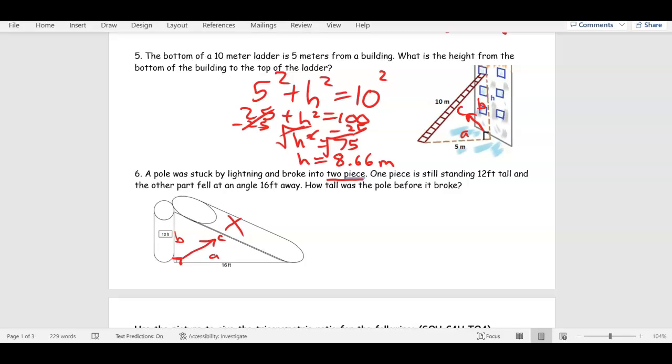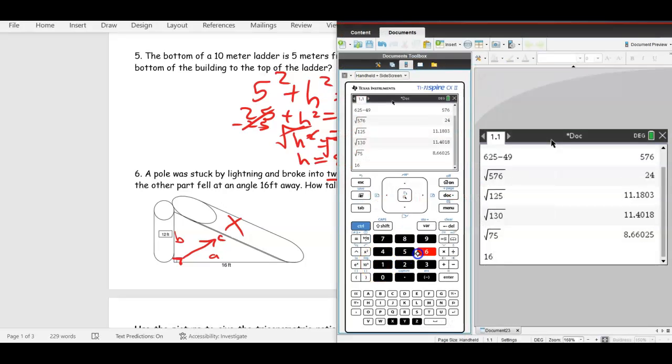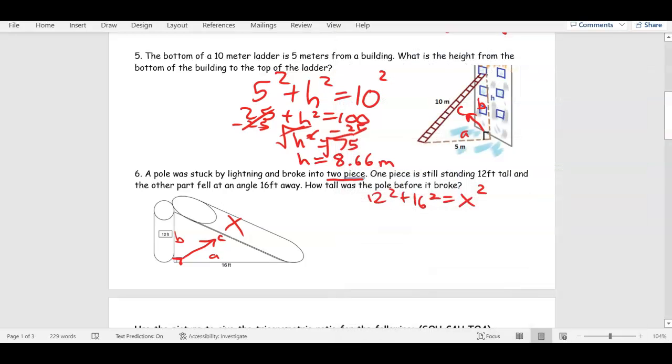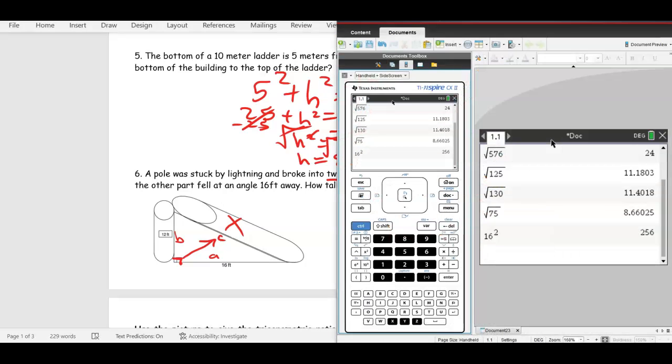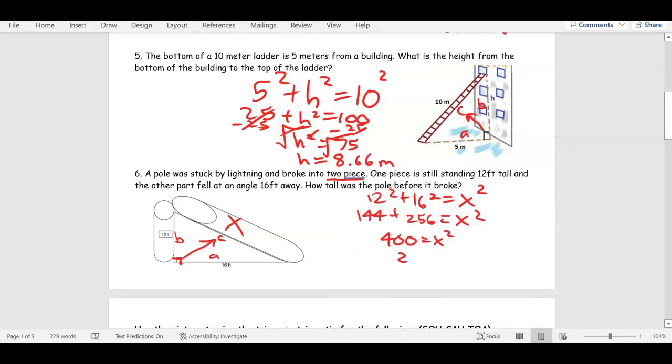All right, so again, Pythagorean Theorem. 12 squared plus 16 squared equals X squared. So this is 256. This is 144. Add them up. I think you get 400. What is the square root of 400? 20. Wow.